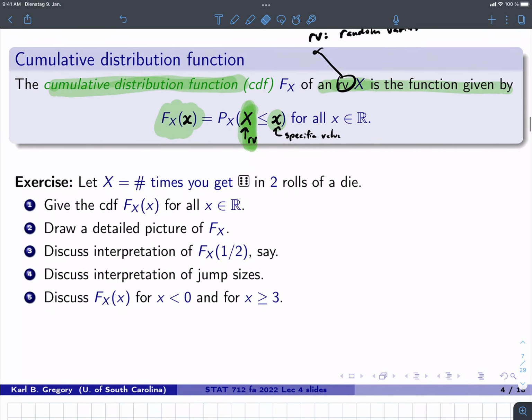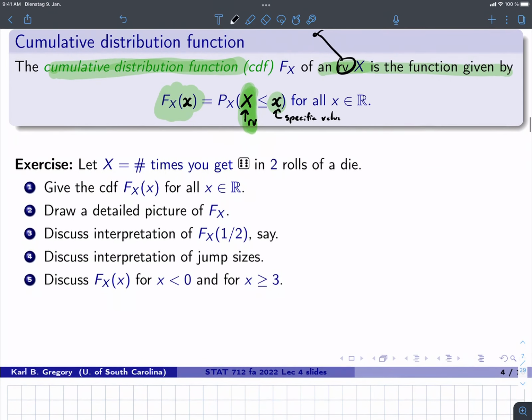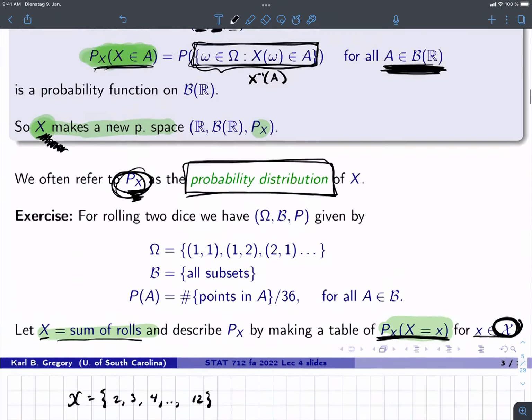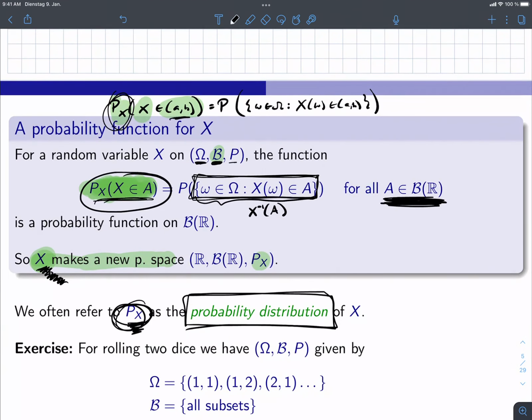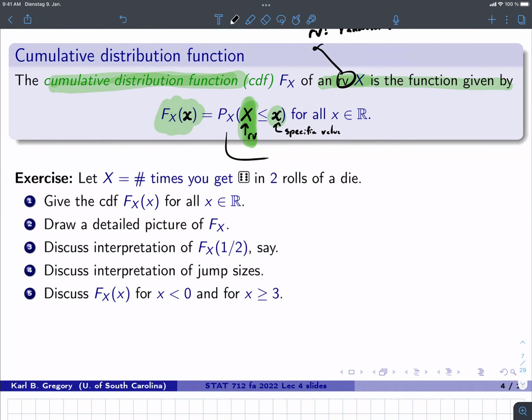Okay. So maybe you're thinking, what does it look like? So you can write this as X belonging to the set minus infinity up to little x inclusive. Okay, and the function F_X of little x is the one giving us these probabilities.